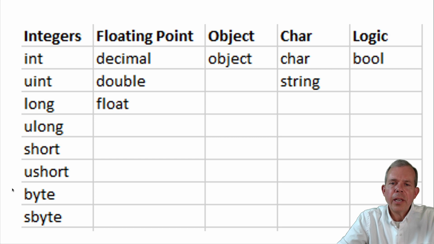In characters, we have two different types of data storage. A char is a single letter. A string is a bunch of chars put together into a sentence. And then lastly, we have logic, which is a Boolean variable. Now, essentially, you could store a Boolean as a single bit, a true or a false. In reality, I think they use maybe a byte.